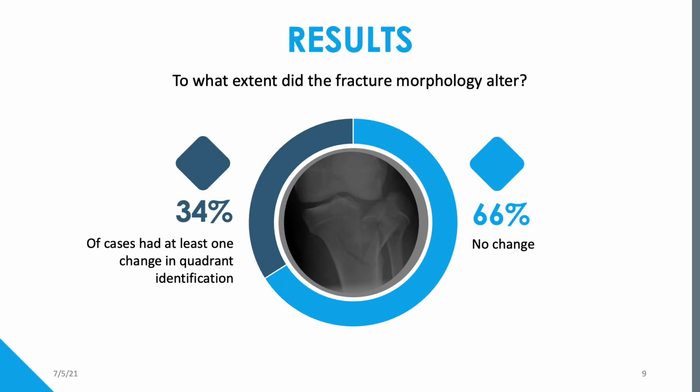The fracture morphology altered in 34% of cases on the CT round compared to the X-ray round. Interestingly, no additional apices or fracture lines were identified in quadrants; they just altered in where they were on the CT scan compared to the X-ray round.